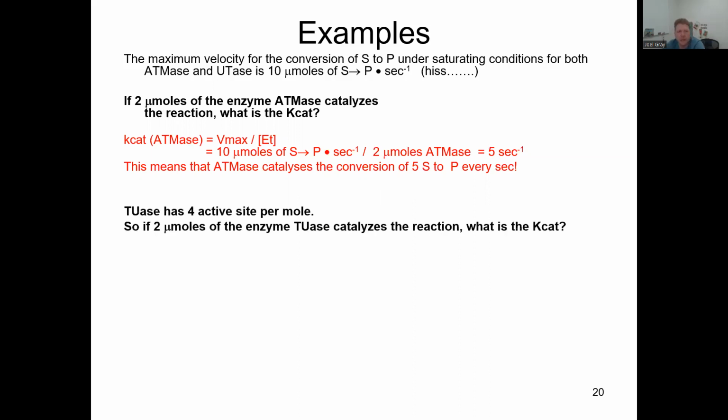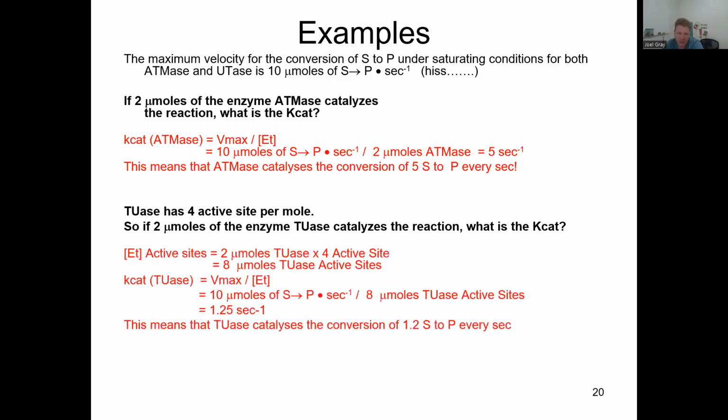And now UTase is another enzyme that has 4 active sites per mole of enzyme. So if 2 micromoles of the enzyme UTase catalyzes this reaction, what is the kcat? Well, we have to consider the active sites. We have a total of 4 active sites. That means we have 8 micromoles of active sites. So what we do is we look at our maximum velocity, which is 10, divided by 8. And this enzyme ultimately has a kcat of 1.25 per second.